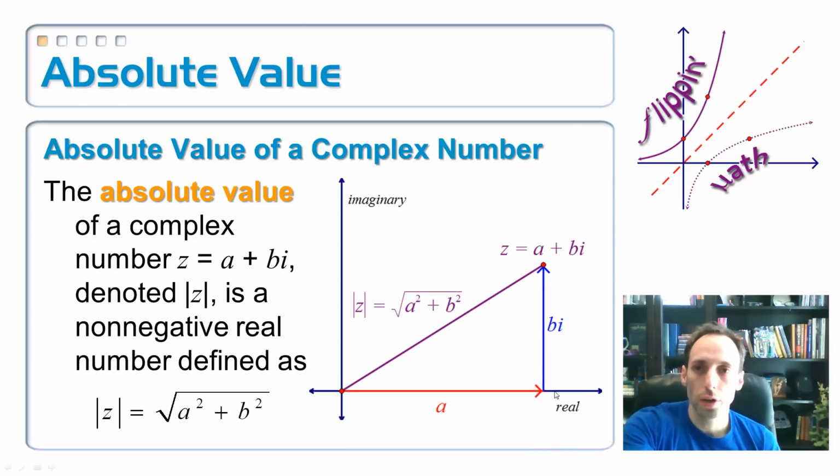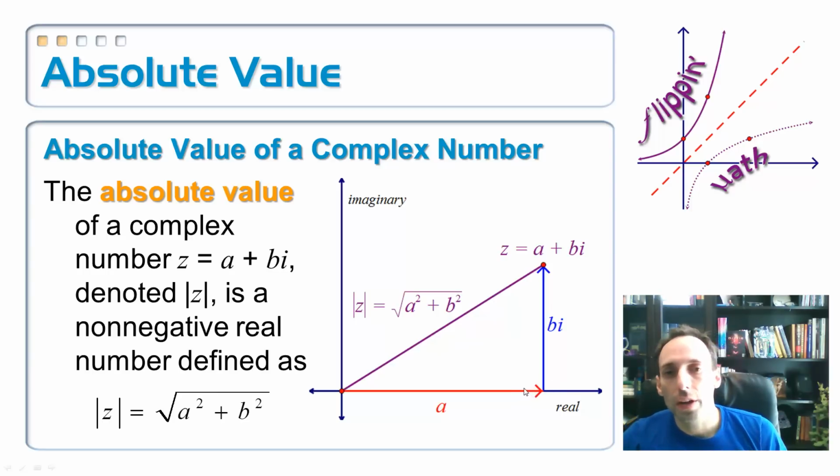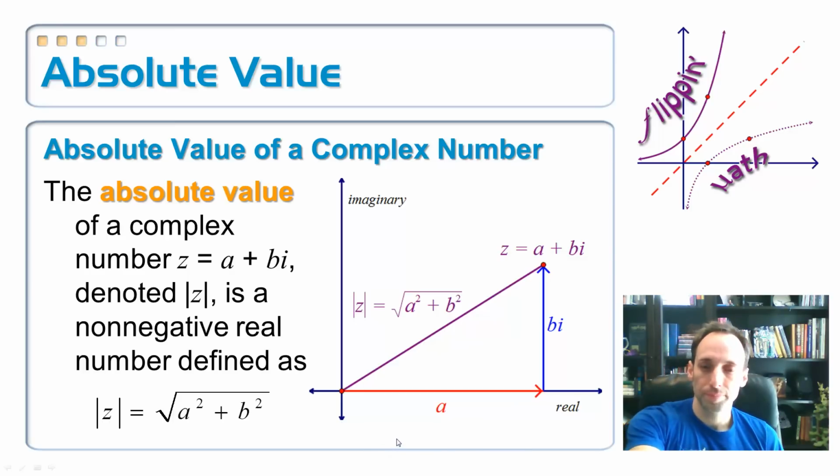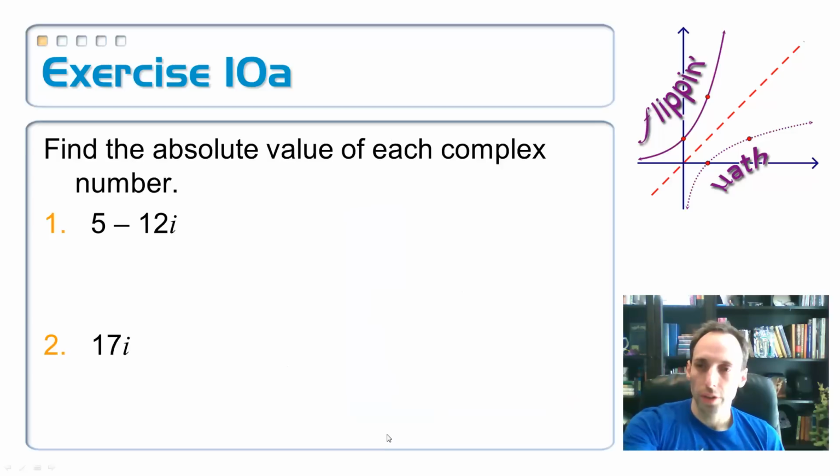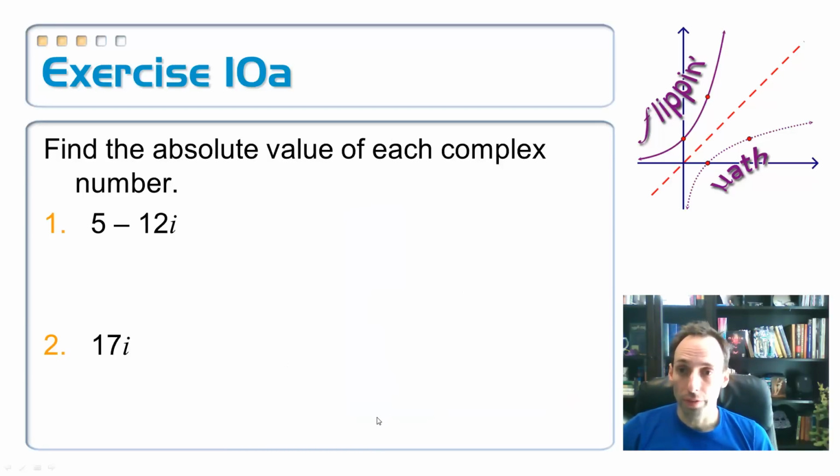Okay, so here you go in general. Finding the absolute value of complex numbers, z is equal to a plus bi. A is the real part on the real axis. B is the imaginary part on the imaginary axis. It's just the Pythagorean theorem then. Square root of a squared plus b squared. And we still write absolute value in little absolute value brackets. So let's find the absolute value of a couple of these numbers.